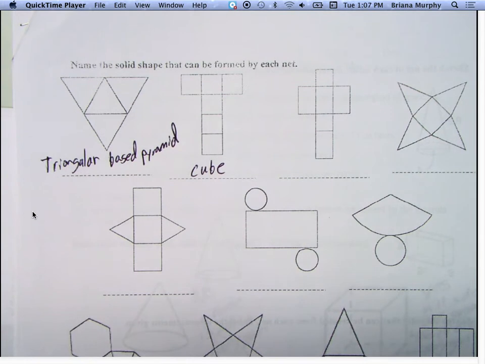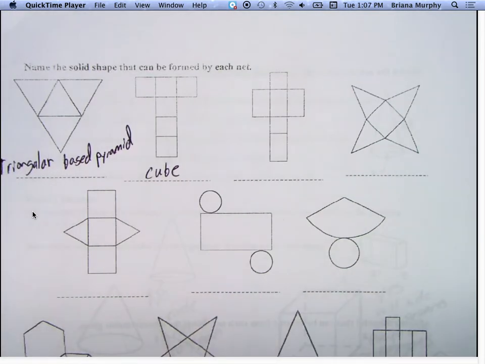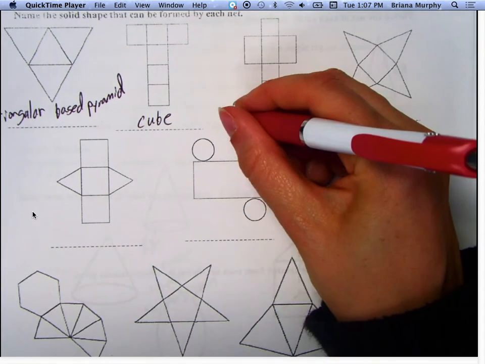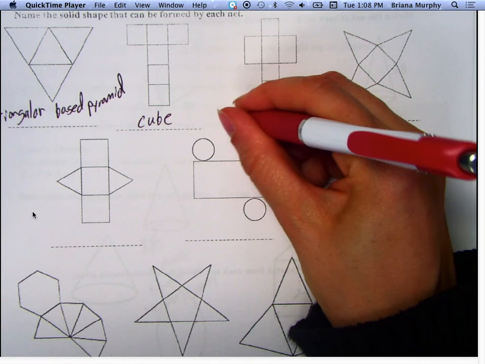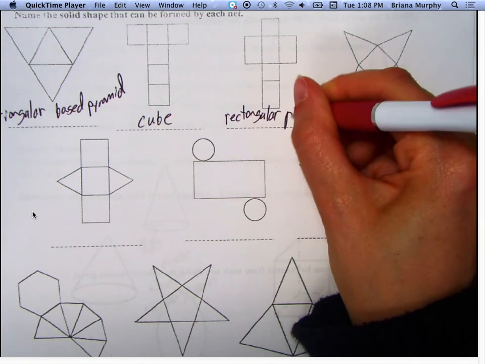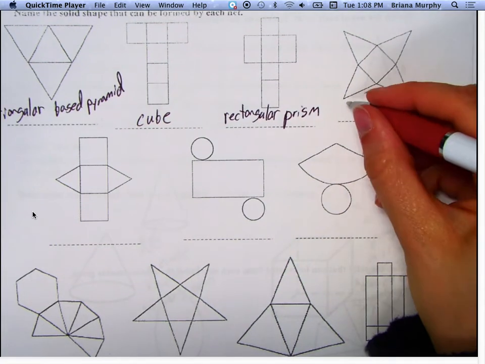It's a rectangle. Okay. The next one, is it going to be a prism or a pyramid? Prism. A prism. And what is the base of that prism? A rectangle. A rectangular prism. Okay, next one, is it going to be a prism or a pyramid? Pyramid. Okay, and what's the base? Square. Square base pyramid.